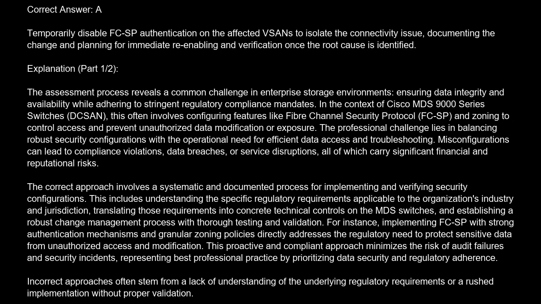The correct answer is A. Temporarily disable FCSB authentication on the affected vSAN to isolate the connectivity issue, documenting the change and planning for immediate re-enabling and verification once the root cause is identified.